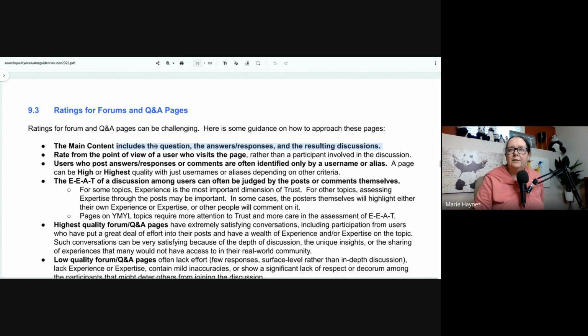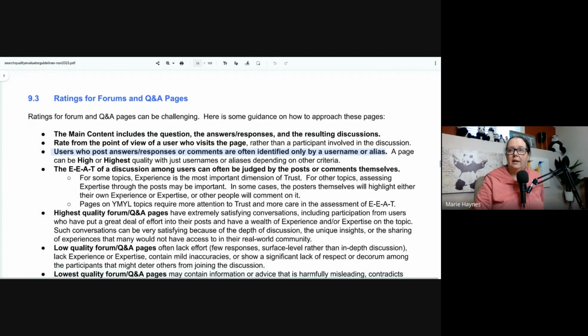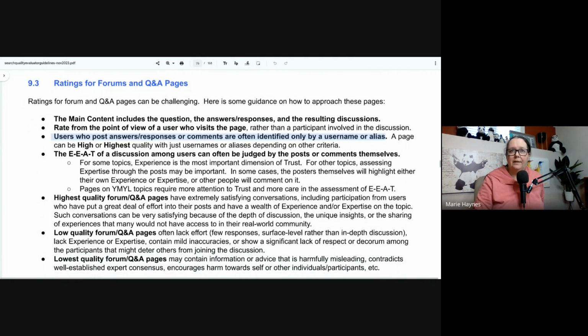So okay, it includes the question, the answers, the responses, and the resulting discussion. So everything that's a part of the discussion is something that the raters are meant to evaluate. Rate from the point of view of a user who visits the page rather than a participant involved in the discussion. That's interesting. Users who post answers or responses are off. Oh, okay, so this we talked about yesterday with the follower count. This isn't about who the person is or what the experience of the person is. I don't think that really matters. The EEAT of a discussion among users can often be judged by the posts or comments themselves. Okay, this is really, really important.